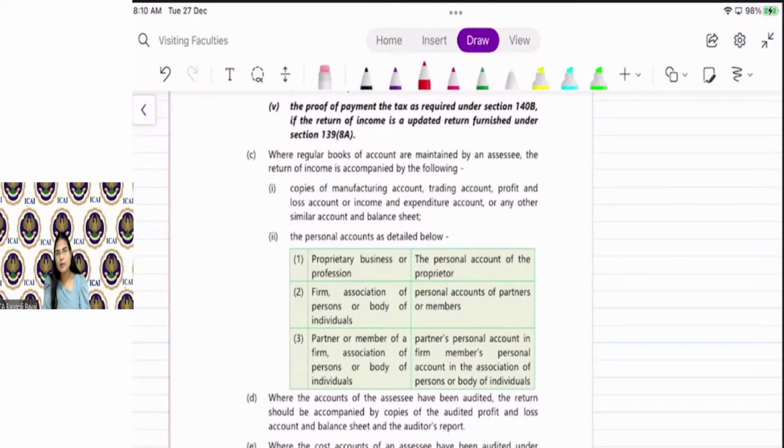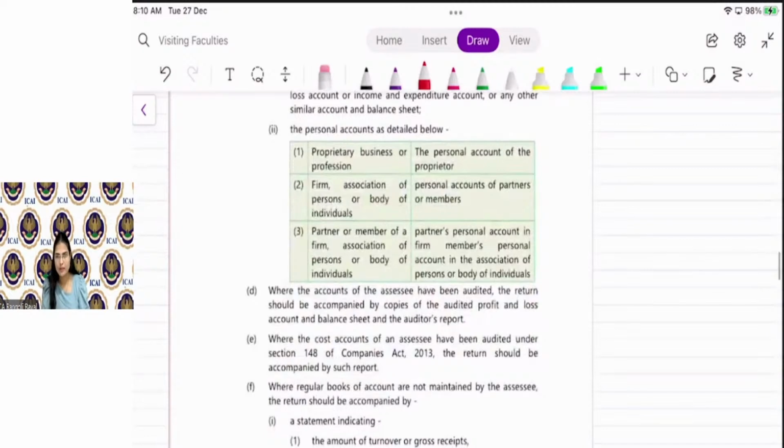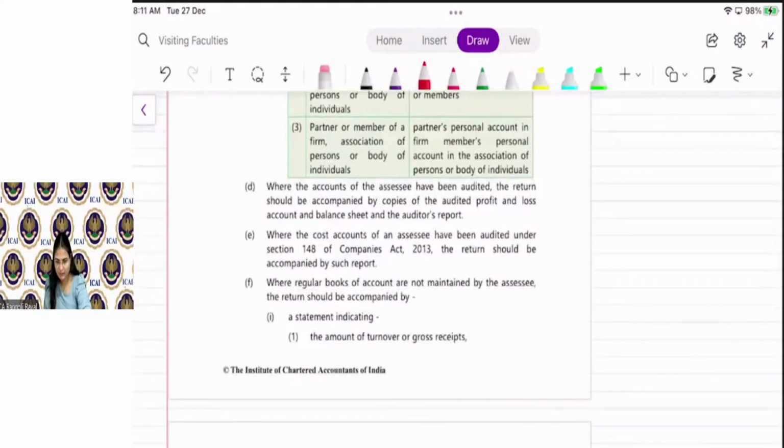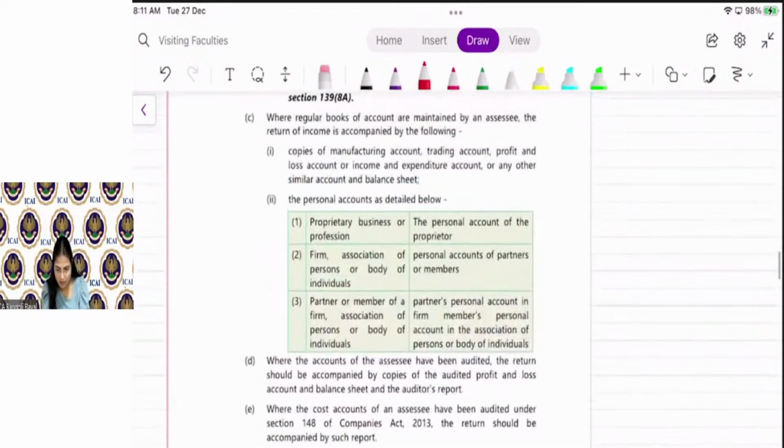Personal account: if it is a proprietary business, then the personal capital account. In case of a partnership firm, the personal account of the partner, that is, the capital account of the partner. In case of AOP, BOI, the capital account of members. You have to give all the details. You have to provide the audit report. If the cost audit is also applicable, then you have to provide the cost audit report along with the return of income. Section 139(4).